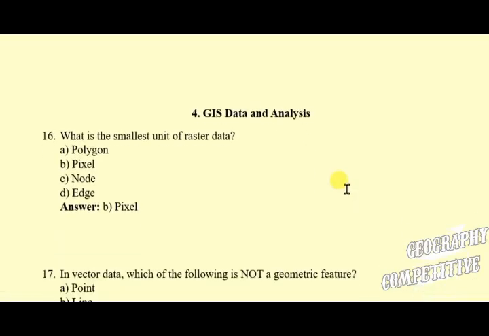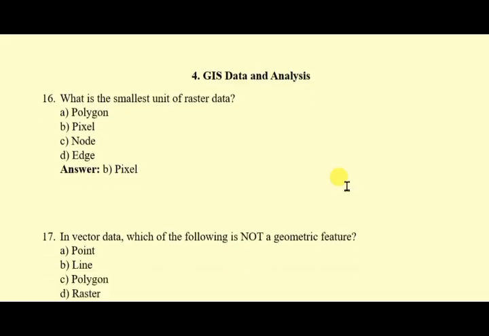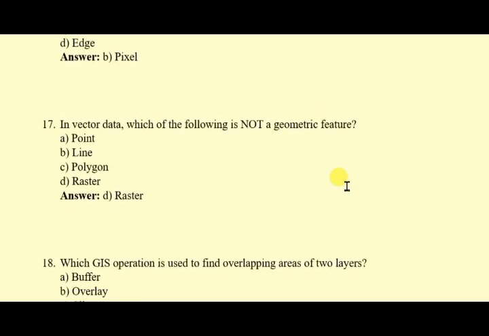Question 16, where the category is GIS data and analysis. Question 16, what is the smallest unit of raster data? Polygon, pixel, node, edge. Here the right answer will be pixel.